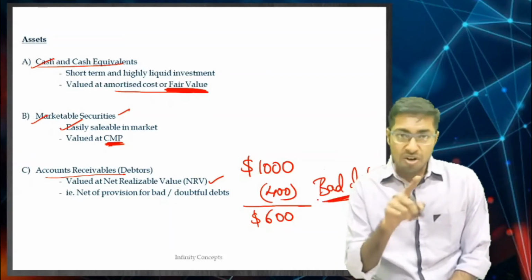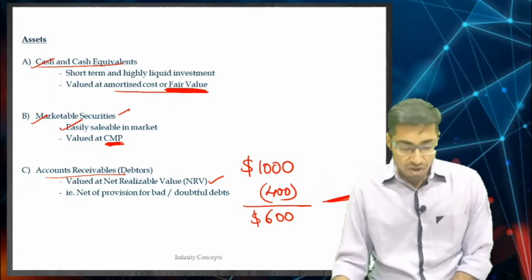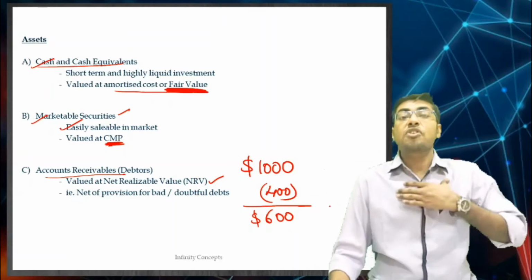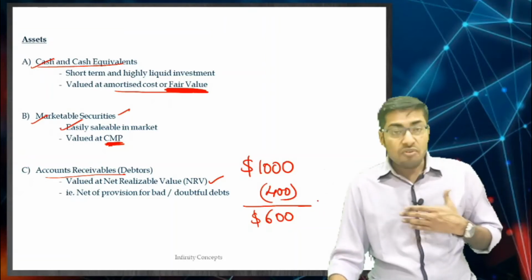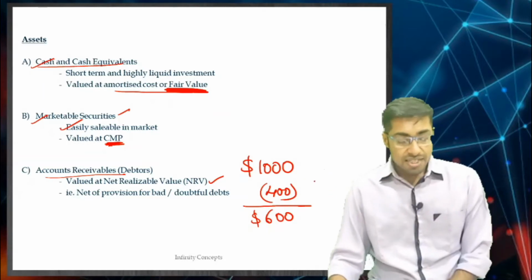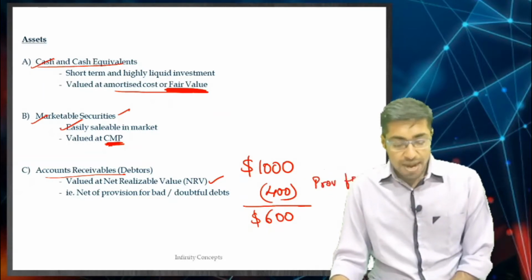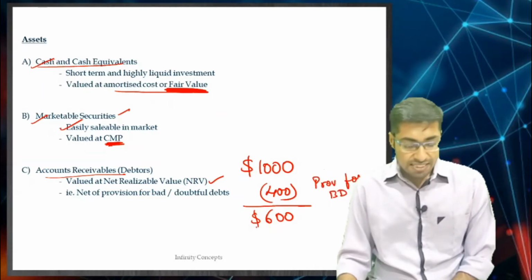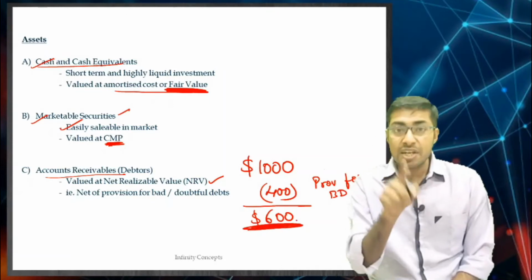Okay, whether you have done it or not is a different thing. Even if you have not done it, if you know from your heart that you are not going to get the $400, then you are going to make a provision for bad debts in your books of accounts, and $600 is what you will be showing in your balance sheet.